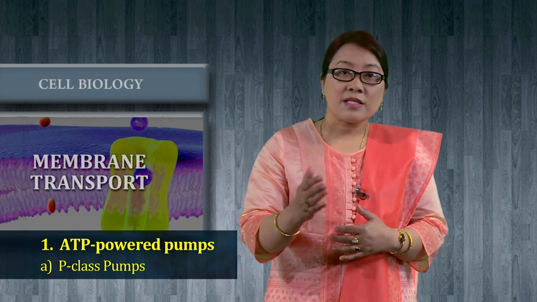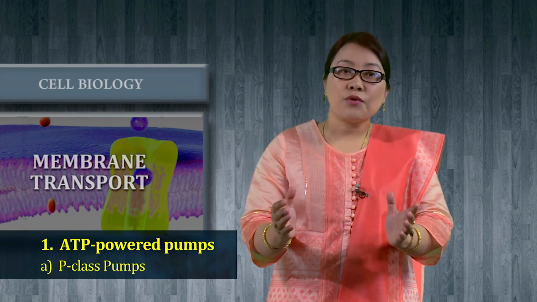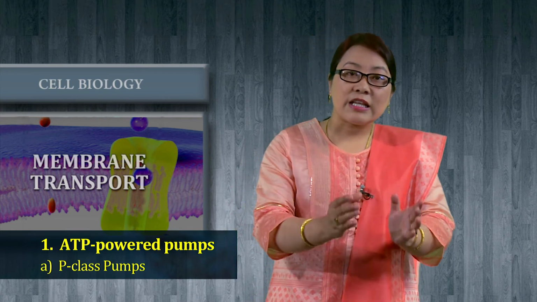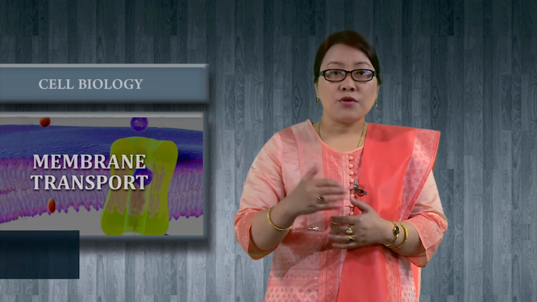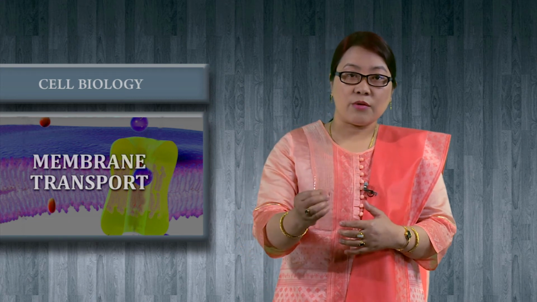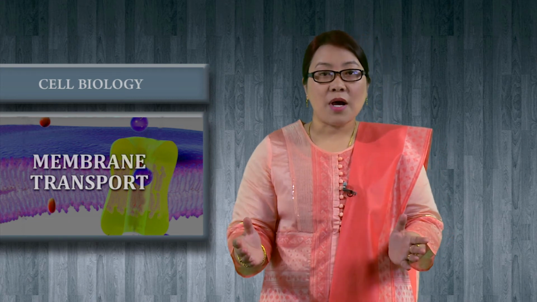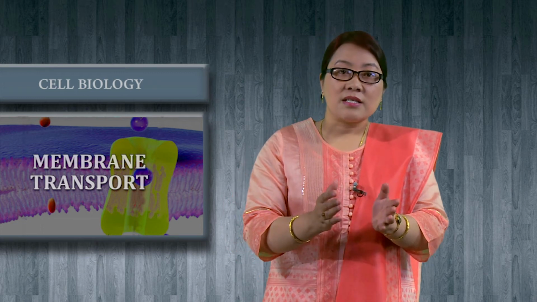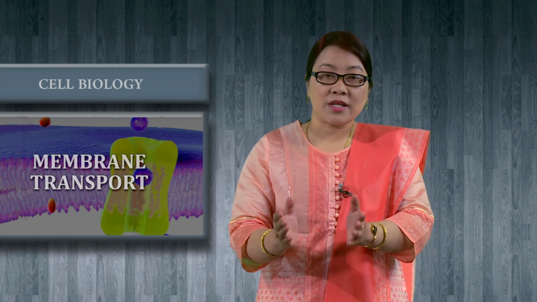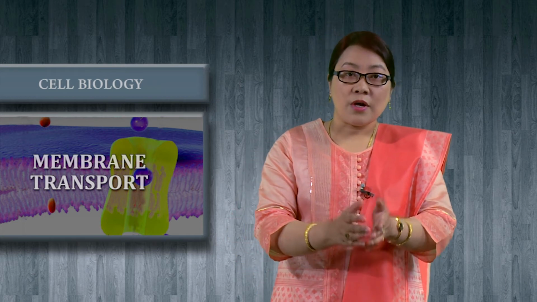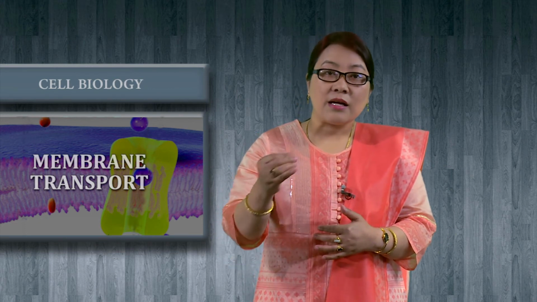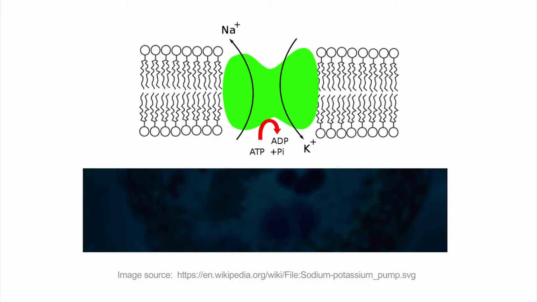Structurally, the P-class ion pumps consist of two identical catalytic alpha subunits that contain an ATP binding site. Most of them also have two smaller beta subunits with regulatory functions. These pumps are called P-class since the transport by these pumps is associated with the phosphorylation of at least one alpha subunit through which the ions are believed to move.